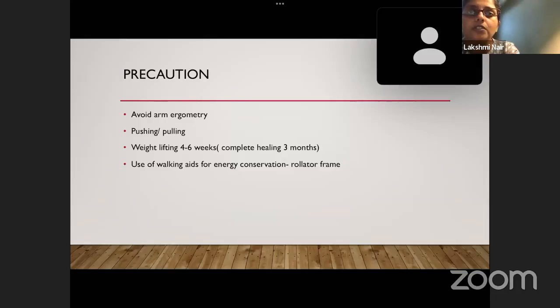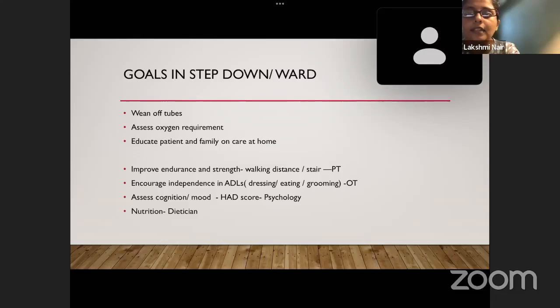So the precaution, we should avoid arm abduction, arm ergometry during the first 4 to 6 weeks. Anything that precipitates pain, you need to be careful. Pushing, pulling exercises, weightlifting, more than 2.5 kilo weightlifting for first 4 to 6 weeks, it's better to avoid. The complete healing takes 3 months, but sternal precautions we advise for 6 weeks. So use of walking aids for energy conservation, as I said. So avoid arm ergometry, pushing, pulling exercises that can stretch the incision and affect the sternal stability. For the sternotomy and anterolateral sternotomy, thoracotomy.